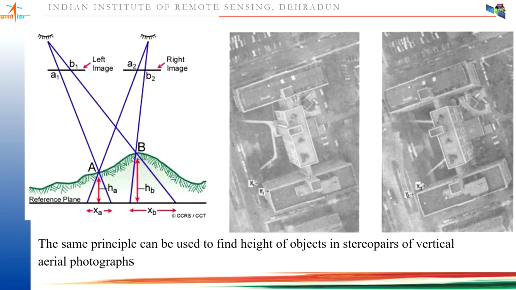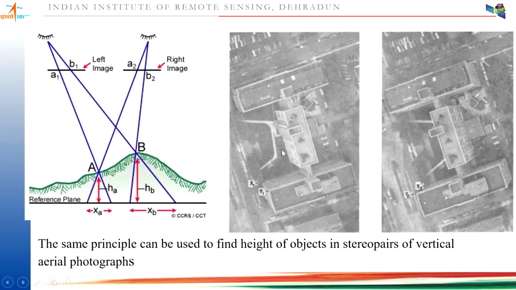Now the same principle can be used. This is a very simple principle. The same principle of parallax can be used to find height of objects in a stereo pair. Now how? Now instead of two positions of eyes, you have two positions of cameras. Okay. Now please listen here carefully. With respect to the frame of photograph, the position of the same feature is shifted.